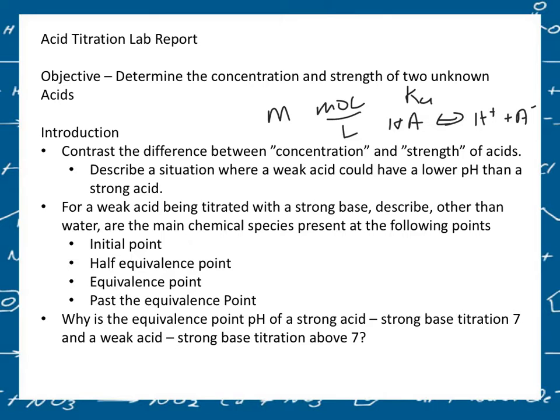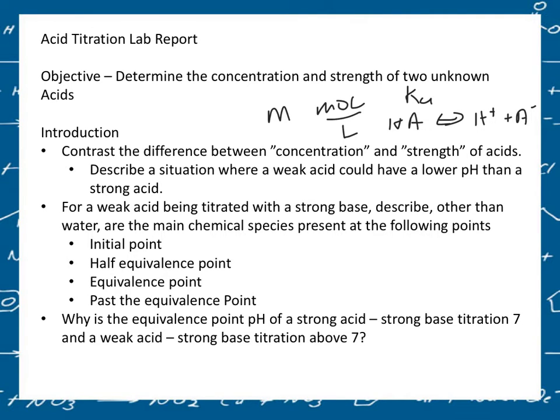And then of course we've got the category of strong versus weak. Strong simply means that this equilibrium is essentially infinite and it goes completely towards products. A weak acid is a category where we have an equilibrium. It's just that this equilibrium is something less than complete, where we have something there. So concentration is molarity, strength is dealing with the equilibrium constant, and then strong versus weak is just whether we even consider the equilibrium or not.